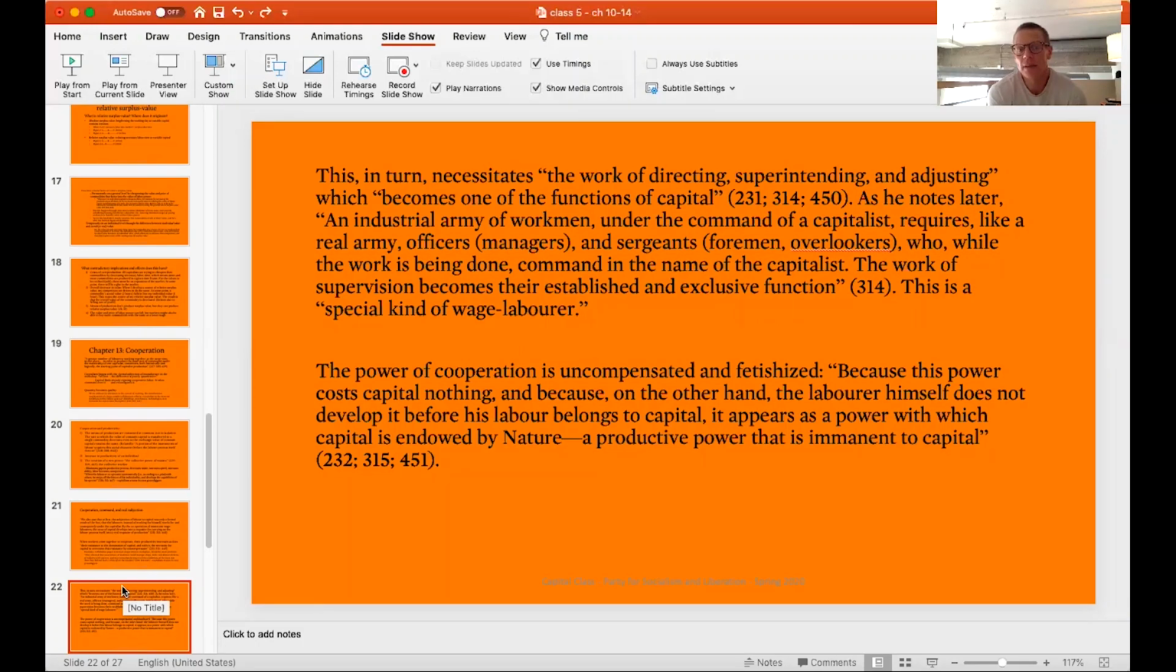And the other thing is that the power of cooperation is uncompensated and fetishized, because this power doesn't cost capital anything, but it looks like capital is the source of it, because capital is the one that brought all the workers together.